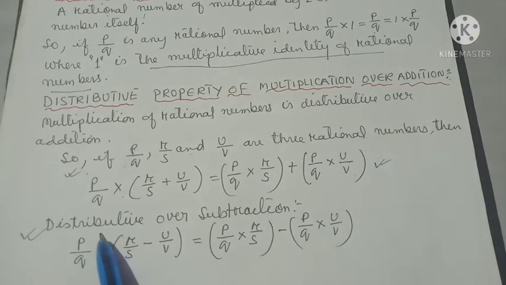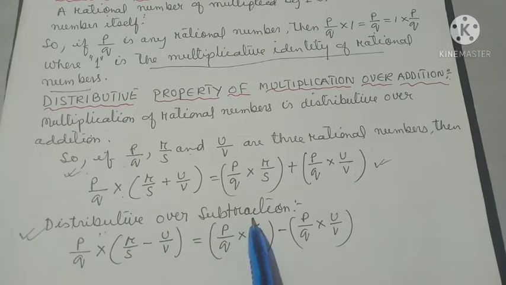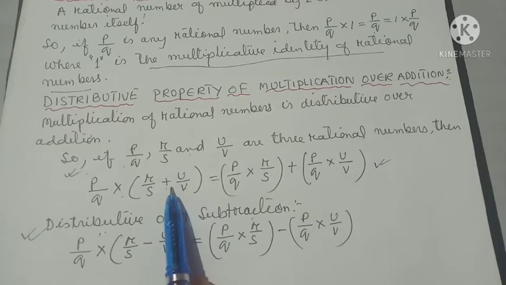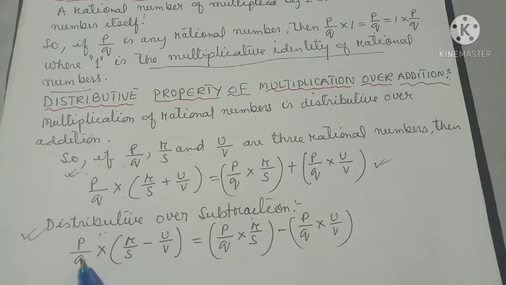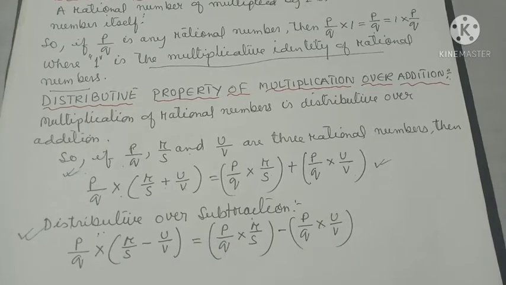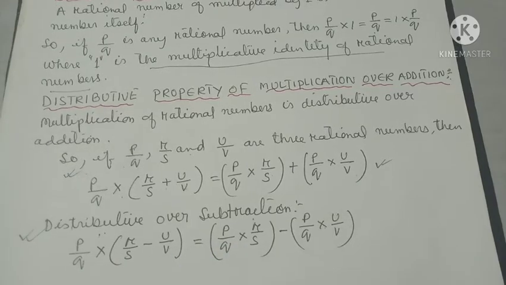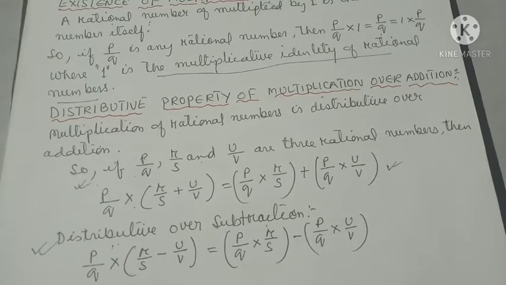And the second one is distributive over subtraction. Same thing, only the sign will change. Instead of addition, here the sign will be subtraction. So in this also, first number, second number, third number. If you multiply the first number with the second number minus the first number with the third number, the answer of the left hand side and the right hand side will always be the same. Understand? So we can prove it.